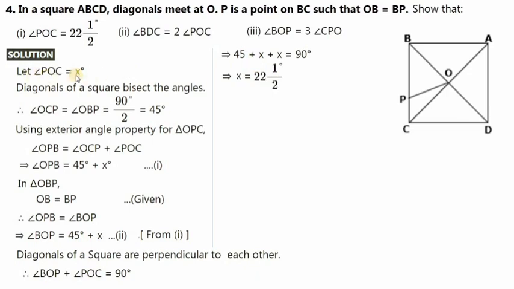And what is x actually? x is the measurement of angle POC. So that's why angle POC will be 22.5 degrees.